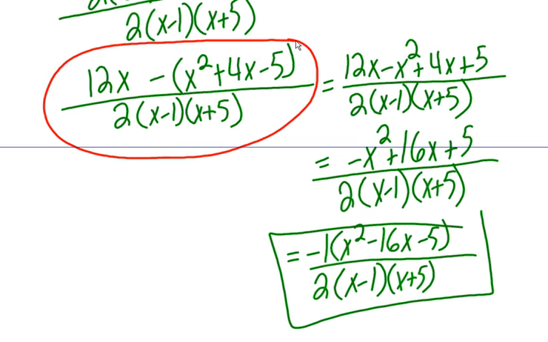So plus a negative 4x, that would make this a negative x squared plus, if we combine our like terms, 12x and a negative 4x. That won't give us 16x. Instead, that's going to give us an 8x. Minor mistake, and clean it up right here. So our final answer should be a negative 1 times x squared minus 8x minus 5 all over 2 times x minus 1 times x plus 5.